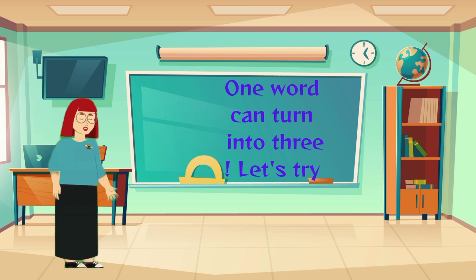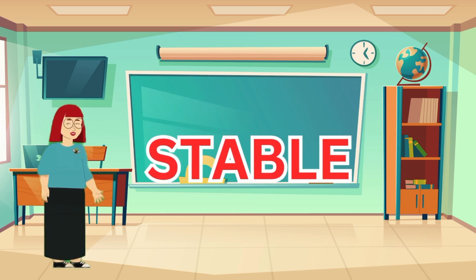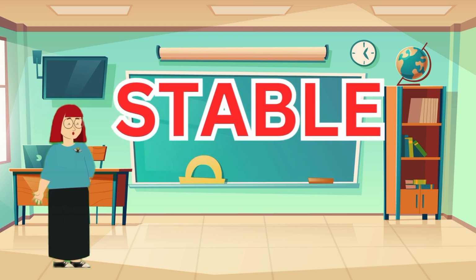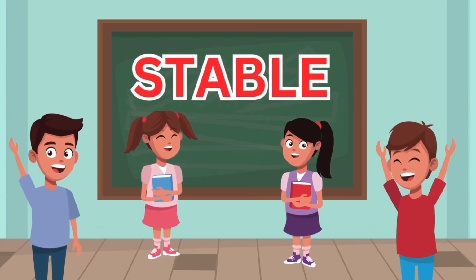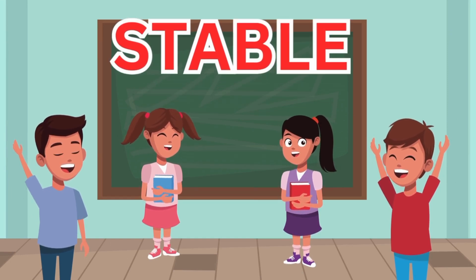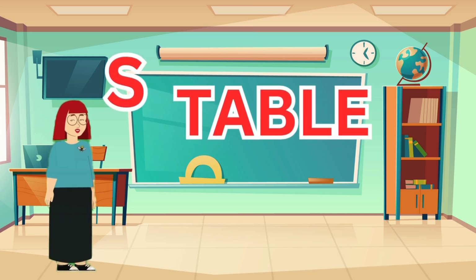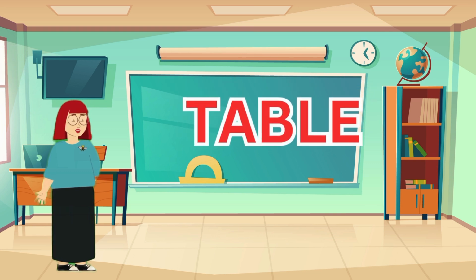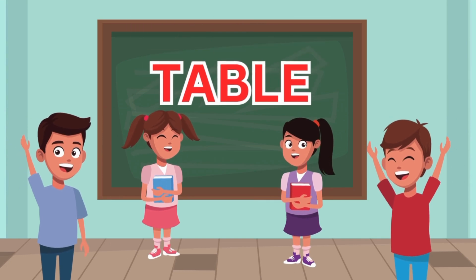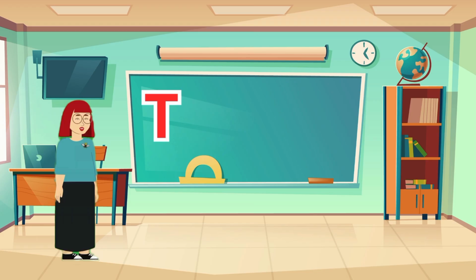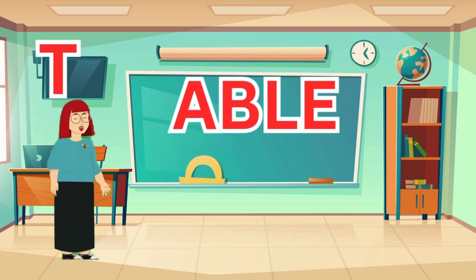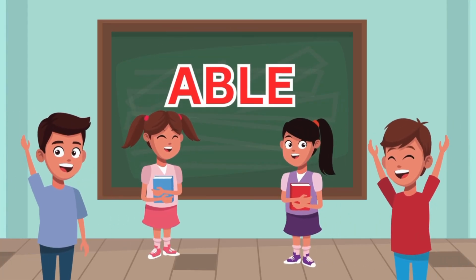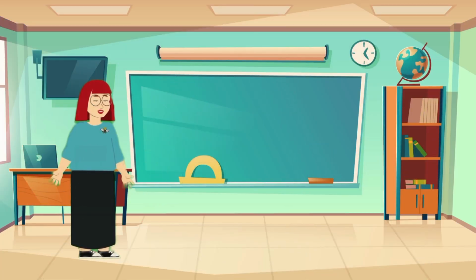Let's try another. Great! Let's start with our first word. Stable on the board. Can you read this word with me? S-T-A-B-L-E. Stable. Super! Now, let's see what happens when we take away the S. What word do we get? T-A-B-L-E. Table. Yes! Now, if we take away the T, what's left? A-B-L-E. Able.